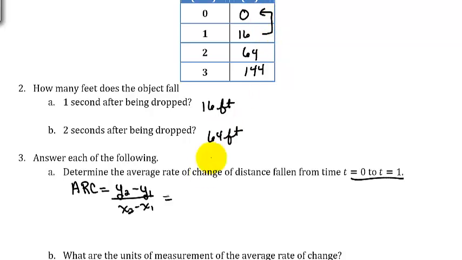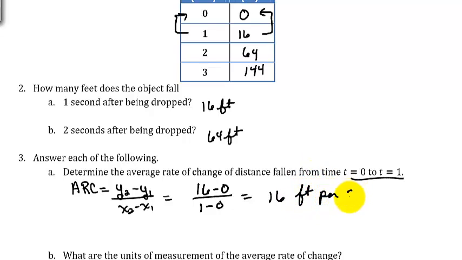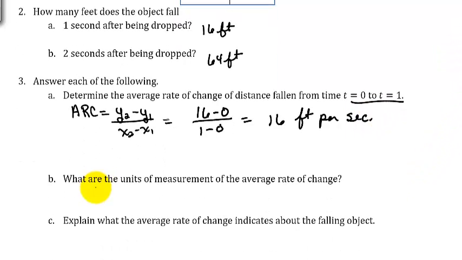So 16 minus 0 on the top, and 1 minus 0 on the bottom. And so we get 16 over 1, which is 16. And this is feet per second. And what are the units of measure on the average rate of change? We already have that. That's feet per second.